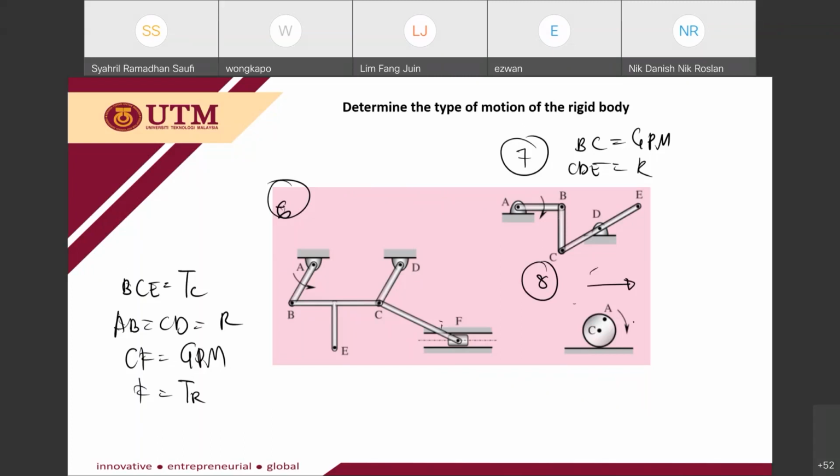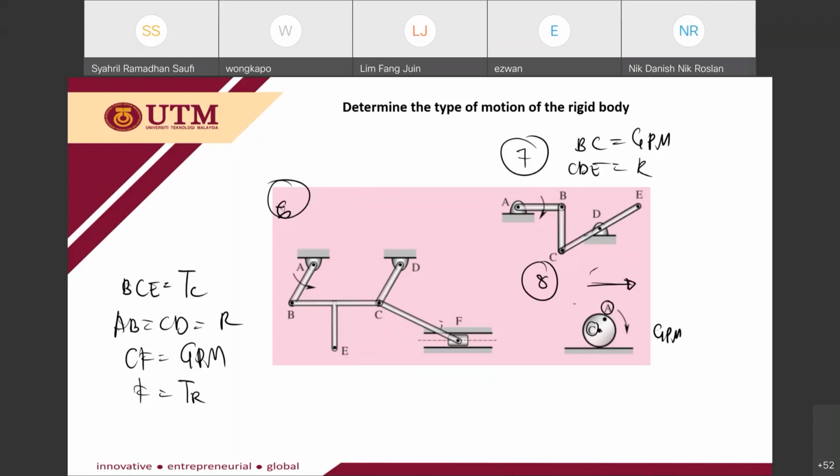Let's say you focus on 2 points here, point A and point C. If this roller is rotating, what you will notice from point C and point A is that the roller is rotating and moving to the right. What will happen to point C and point A? Yes, GPM.